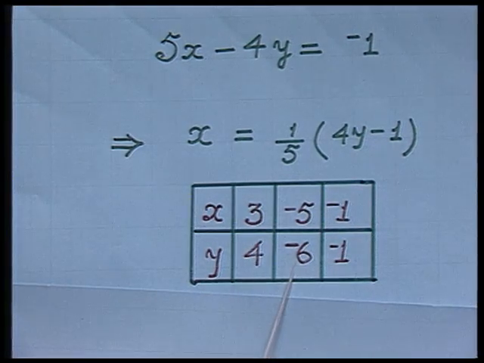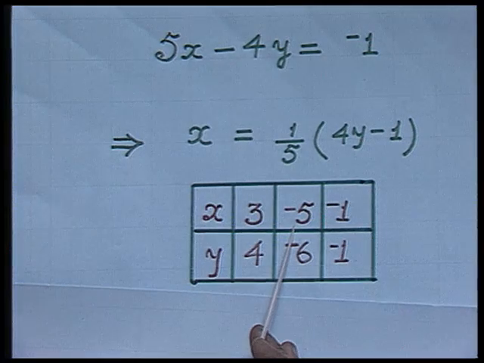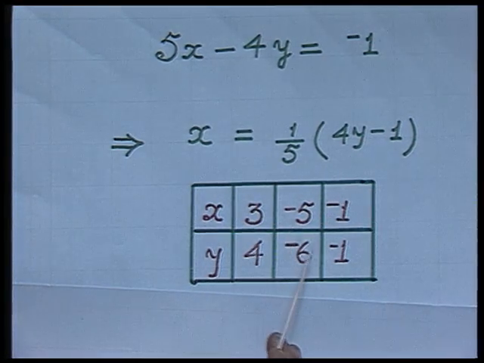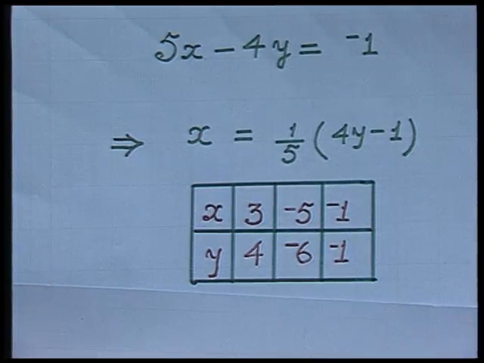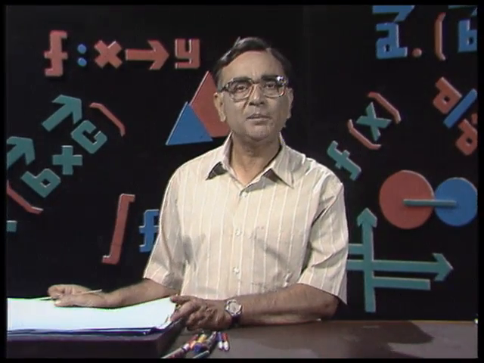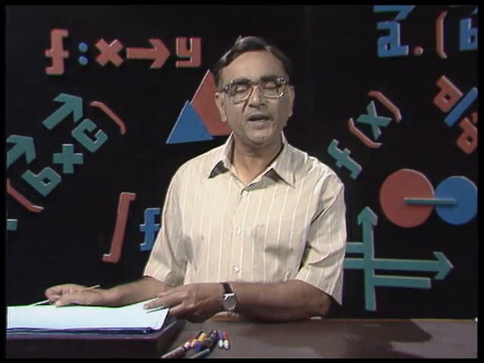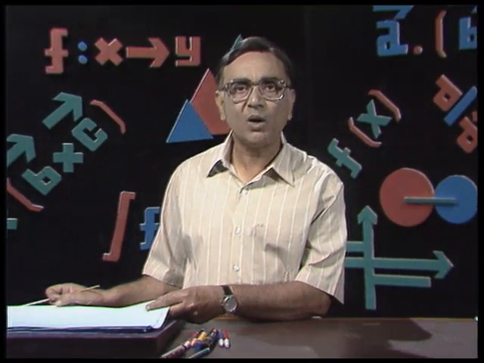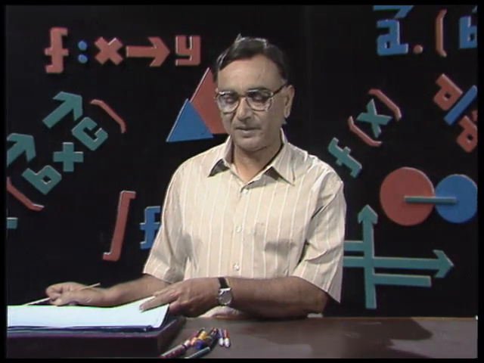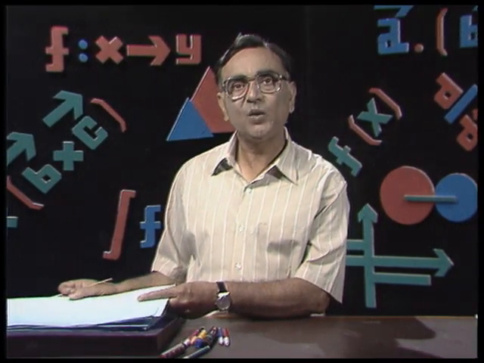Similarly, by assigning the value of y as minus 6, I get the value of x as minus 5, and that is another ordered pair, and the third ordered pair is minus 1, minus 1. And then how do we plot them on the graph paper? We plot the ordered pairs on the graph in a very simple way. Let's plot them and see what type of line it comes.